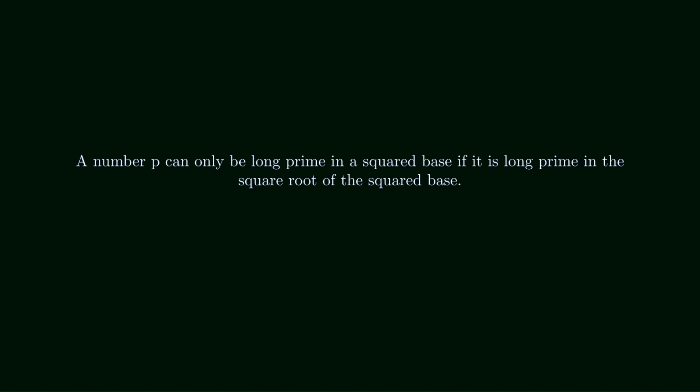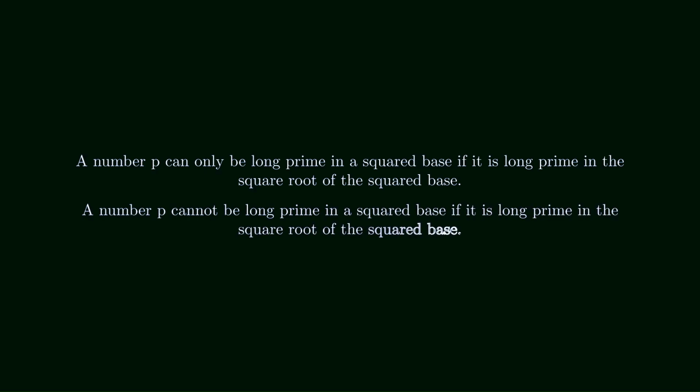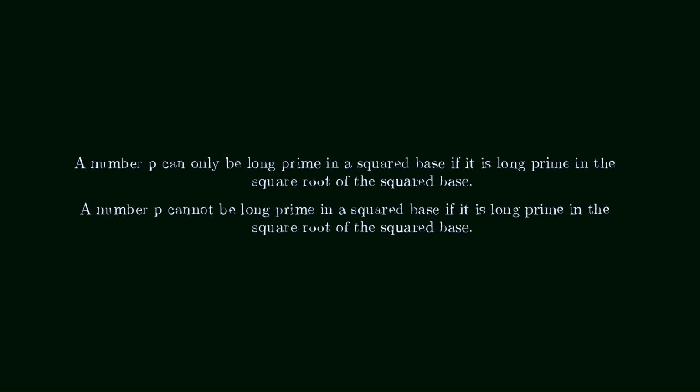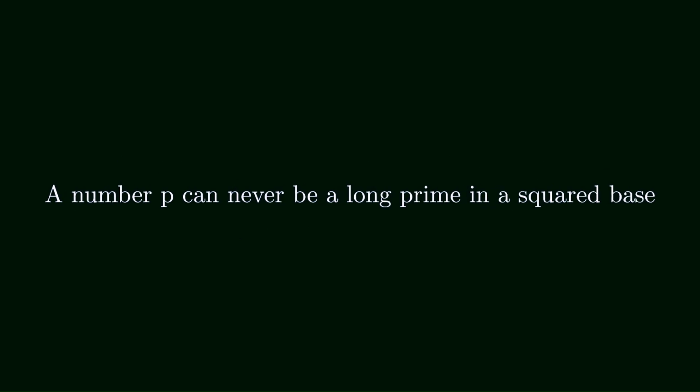Yet at the same time, we just claimed that a number p cannot be long prime in a squared base if it is long prime in the squared root of that squared base. Essentially, the only case where it could have been possible isn't possible. Hence, it is literally impossible.